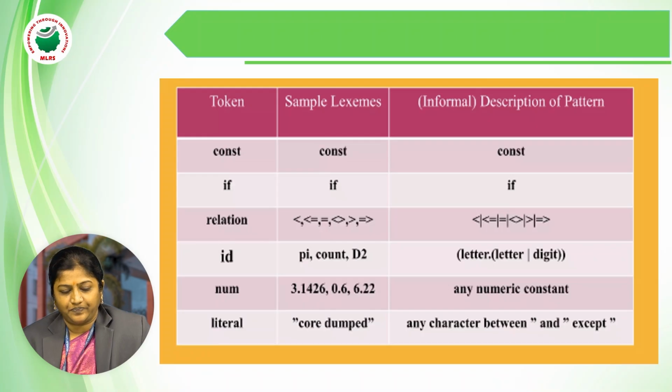Then id. The token here is id, but the lexeme for that can be pi, count, d2. And then number: if the token is a number, what will be the lexeme for that? Like 3.142 or 0.6, 6.22, any. This is just a constant number, like the pi value or any count number like that. Next, literal: the lexeme is code dumped. It can be any character between quotes except quotes.